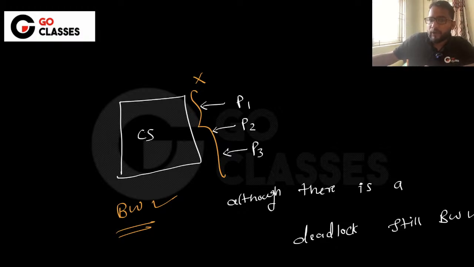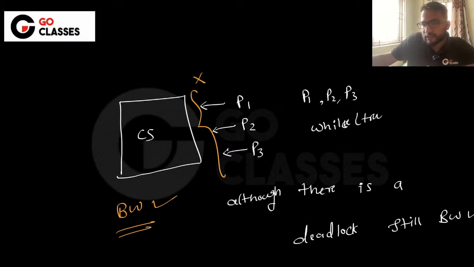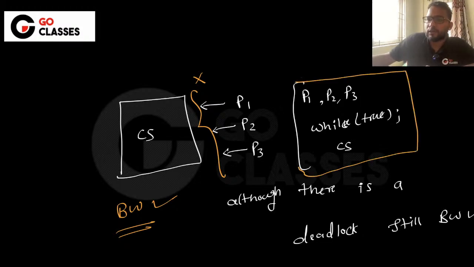Now, can you tell me a pseudo code for how we can have such a situation? Maybe I can write it. For every process, P1, P2, P3, I will write code that says while true. I let them stay stuck in this forever loop, and then there is a critical section. No one is entering. Still, bounded waiting is satisfied, and deadlock is also there, right?